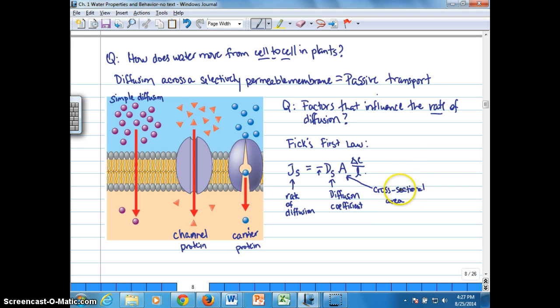We don't spend so much time talking about cross-sectional area. We do spend more time discussing the effect of delta C, which is the concentration gradient. You probably remember that effect on diffusion from your introductory biology courses. As a reminder, the concentration gradient is the concentration at point A minus the concentration at point B, so that difference there. And then L refers to the length of the diffusional path.